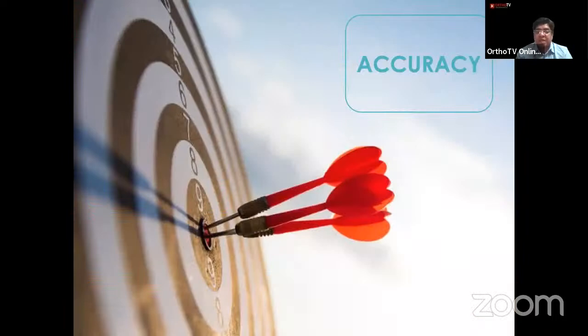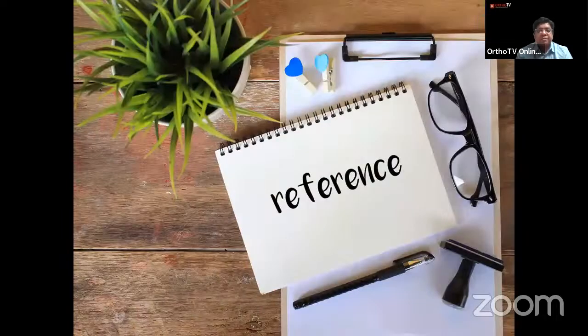Accuracy, especially for the results section. Every number, every decimal has to be very, very accurate and checked and rechecked. Even in the table, all the p-values, all the decimal points, and percentages have to be accurately checked, because that is one of the areas where rejections happen.